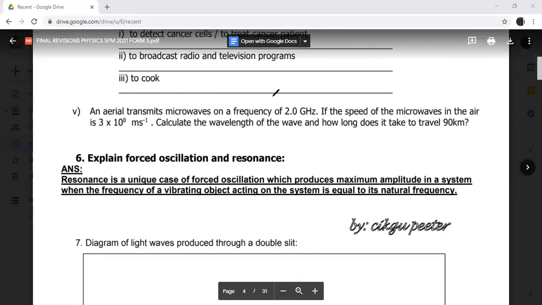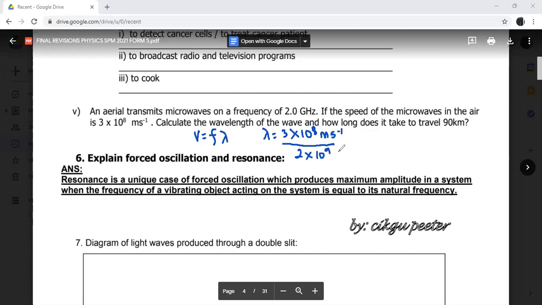So an aerial transmits a frequency of 2 gigahertz. The speed of the microwave in air is given. Calculate the wavelength. Okay. So wavelength: speed equals frequency times lambda. So lambda should be the speed given, 3 times 10 to the power of 8 meter per second, over 2 times 10 to the power of 9.